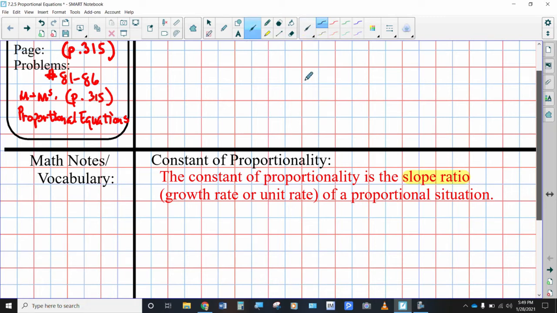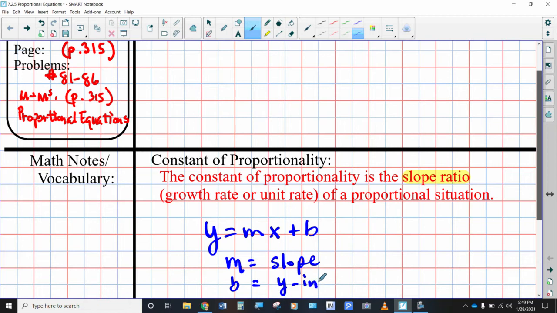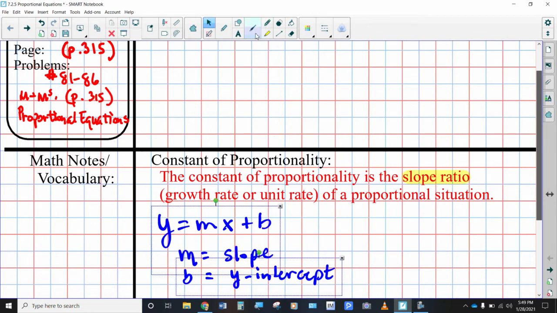So if we've got the rule that says y equals mx plus b, where m is the slope ratio or the growth rate of a situation and b is your y-intercept, let me go ahead and write y-intercept in there. Then when we have a proportional type of situation, you may recall the two things that were always true with proportions. First of all, there was a constant growth rate, and secondly, 0, 0 applied, which means that the y-intercept would have to be 0.